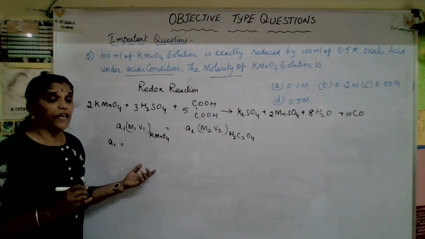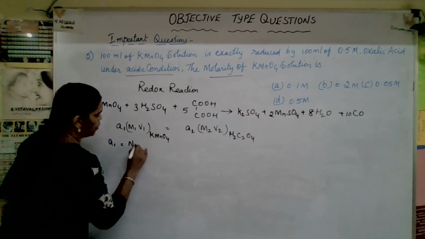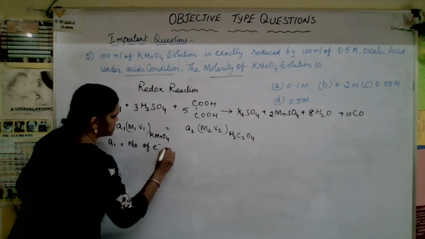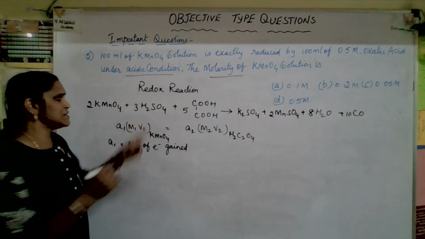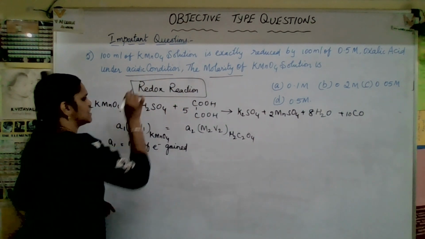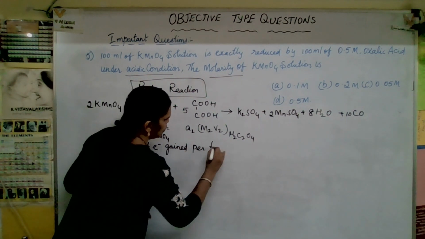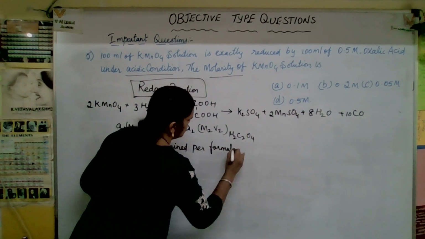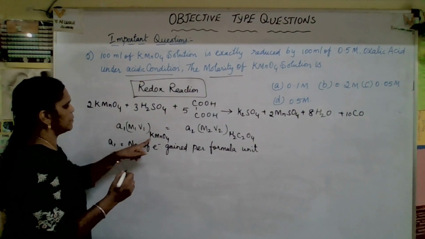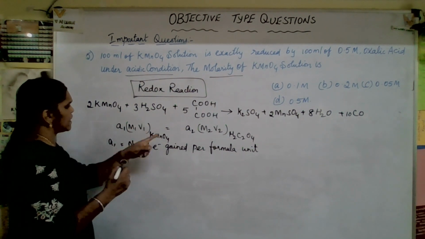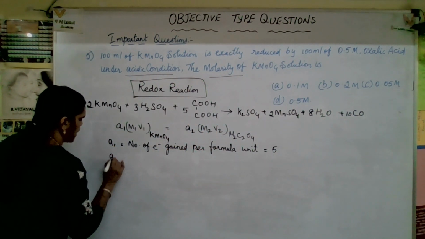A1 is the number of electrons gained per formula unit. Why have I written it like this? Because it is a redox reaction. Okay, number of electrons gained per formula unit. How much? Now, A1 belongs to KMnO4. So how many electrons are gained per formula unit? It is 5.